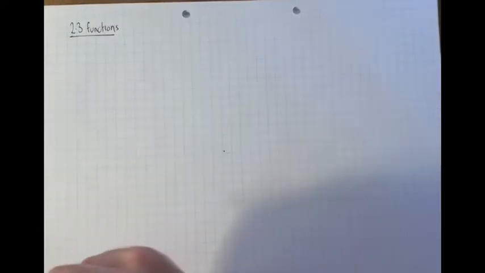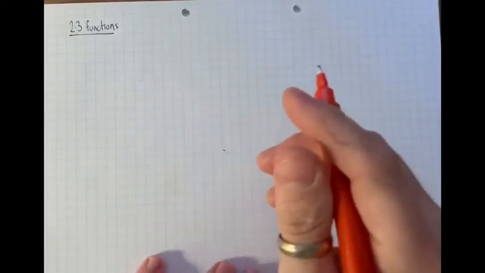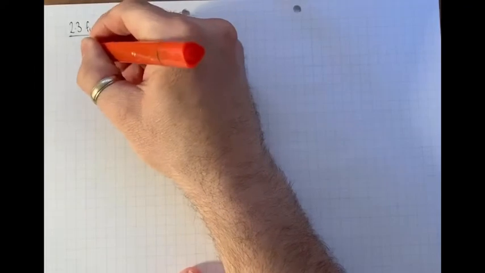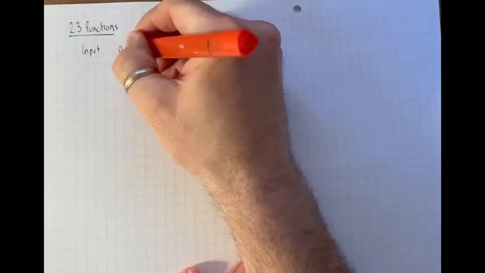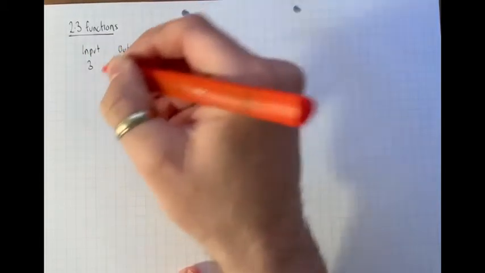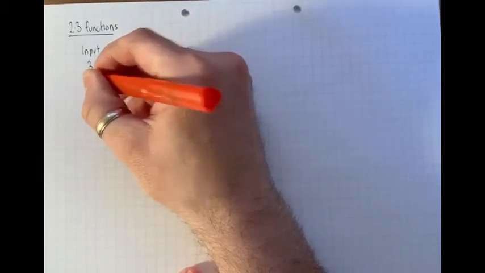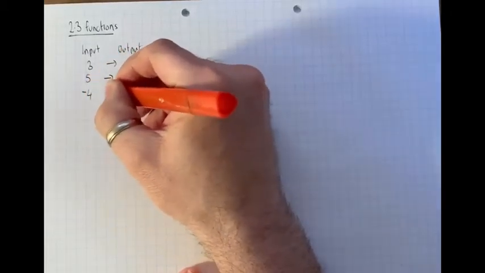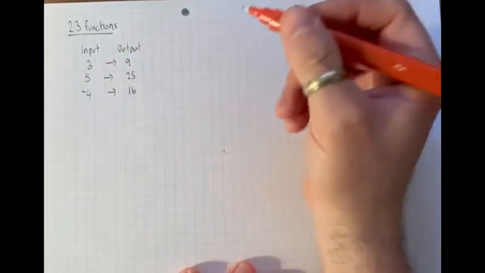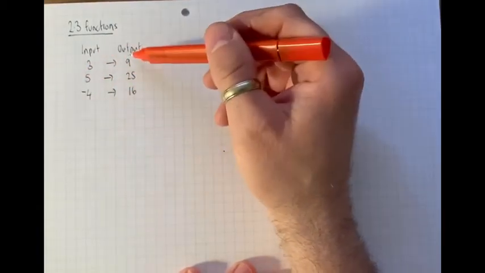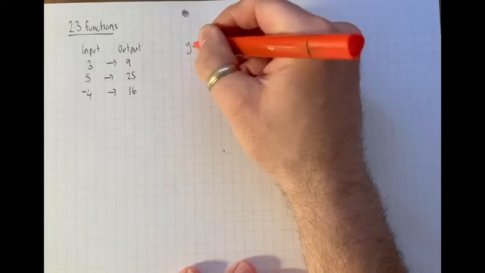On to the next part of this chapter, and we come on to functions. Well, functions are simply something that maps an input to an output. So if say we have input, output, input 3, output 9, input 5, output 25, input -4, output 16. Well, you've probably realised what I'm doing there is squaring it. So y equals x squared.